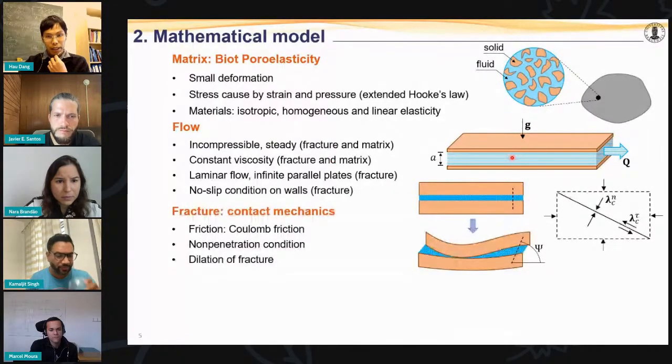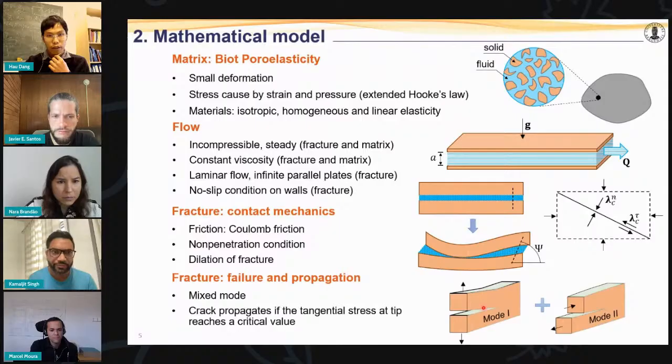For the fracture contact mechanics, I'm considering the friction between fracture faces by the Coulomb friction model. Fracture is allowed for dilation but not allowed for penetration. And for fracture propagation, I'm considering the maximum tangential stress fracture model. This model allows fractures to propagate in whichever direction they can go, and the fracture emerges if the tangential stress reaches the criterion value.